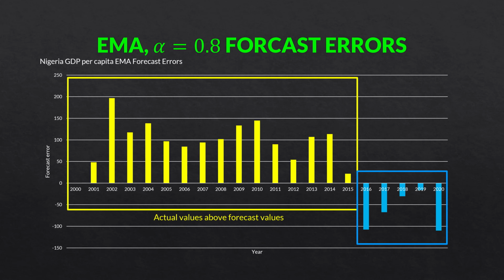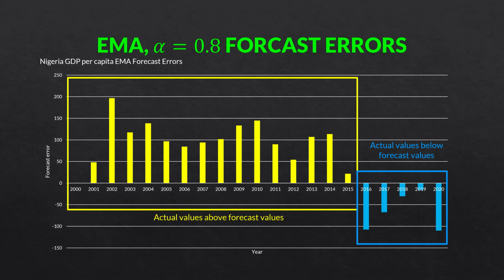Better still. So the exponential moving average we did in the prior video, we used an alpha of 0.8, and we see that the bars on the left got smaller still, and the bars on the right in the blue also got smaller. So overall, the exponential moving average was better than the simple moving average and the weighted moving average. But even though it was better than those, it was not better than the naive forecast.